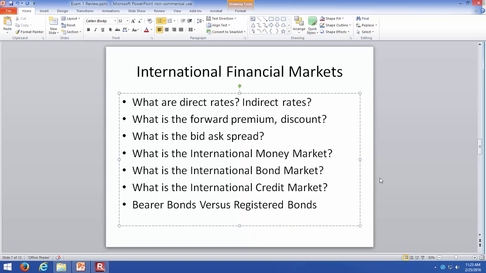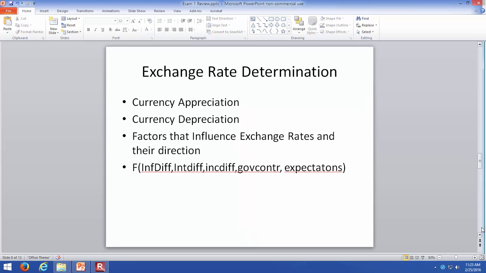Then we talked about the international bond markets. Less than 1 year, that would be the international money market. Medium-term borrowing is the international credit market, and then we have the international bond market. We also talked about bearer bonds versus registered bonds. In the US, when you buy a bond, it is registered in your name. But in outside countries, some of these are bearer bonds, which means it's pretty much like cash. It's a piece of paper, finders keepers. If you own it, it's great. If you lose it, you might be in trouble. Okay.